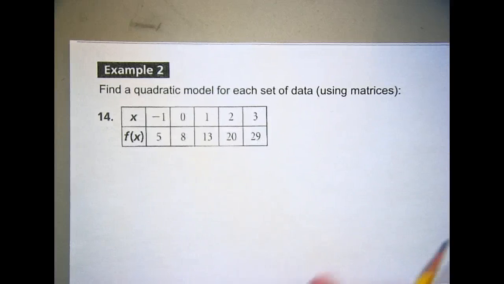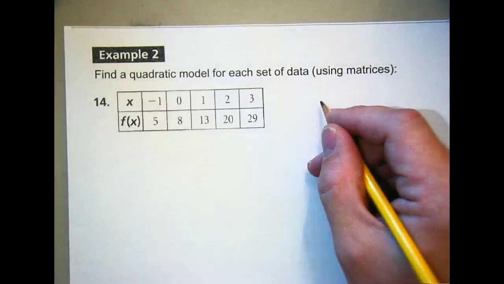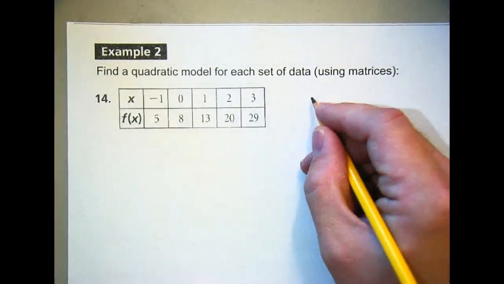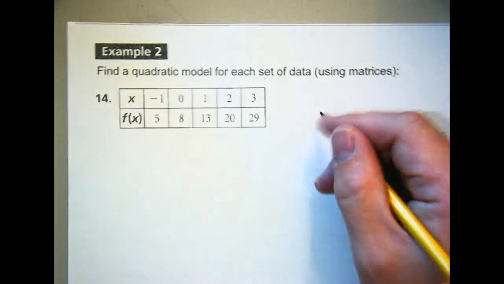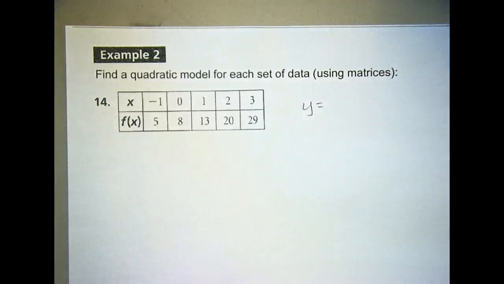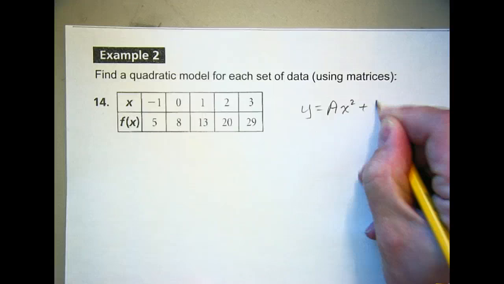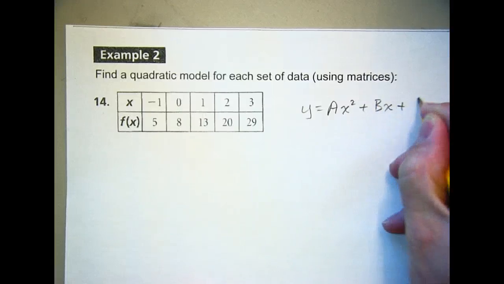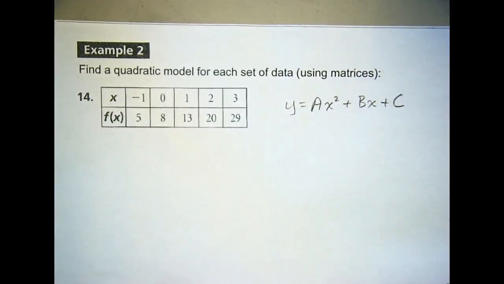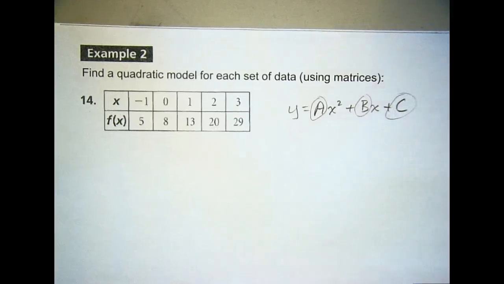Okay, so now with matrices, you recall last chapter we were given equations with 3 variables in them. And right now, really what we're trying to find are 3 variables. If I have this standard form of y equals ax squared plus bx plus c, I want you to tell your neighbor which 3 variables you're looking for. A, B, and C. Good. I want to know those.